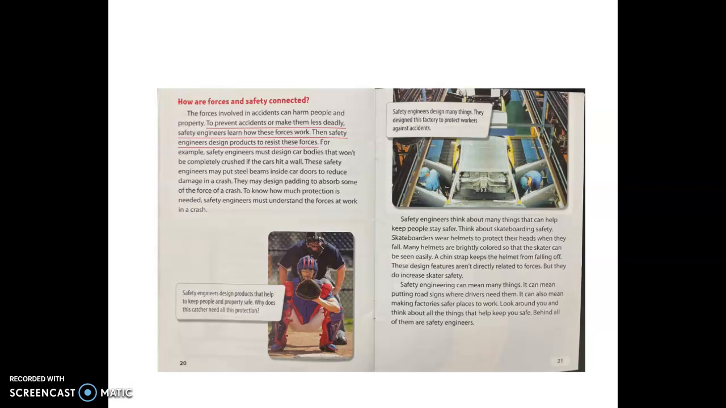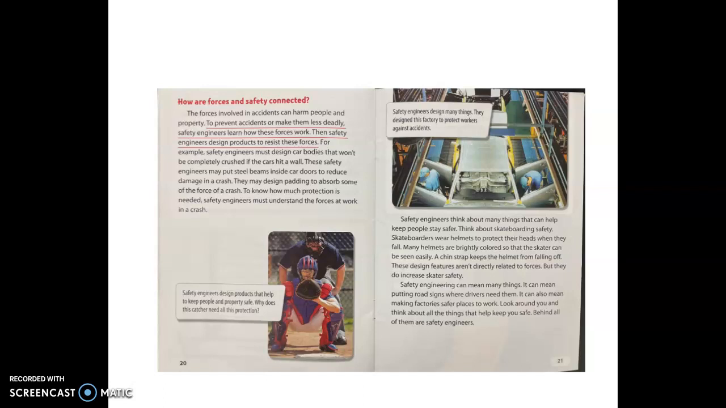Safety engineers think about many things that can help keep people safer. Think about skateboarding safety. Skateboarders wear helmets to protect their heads when they fall. Many helmets are brightly colored so that the skater can be seen easily. A chin strap keeps the helmet from falling off. These design features aren't directly related to forces, but they do increase skater safety.